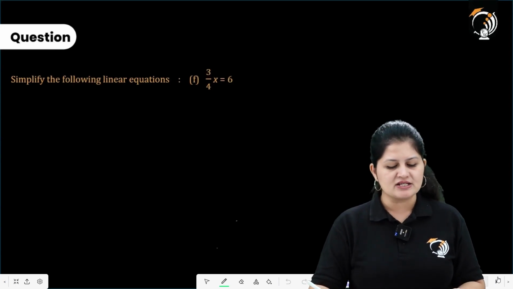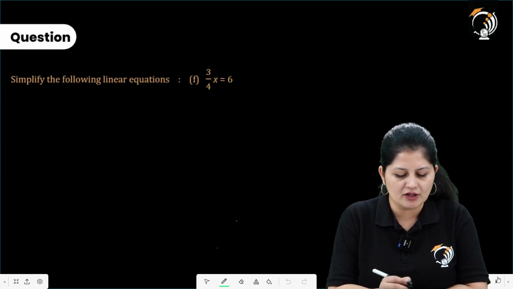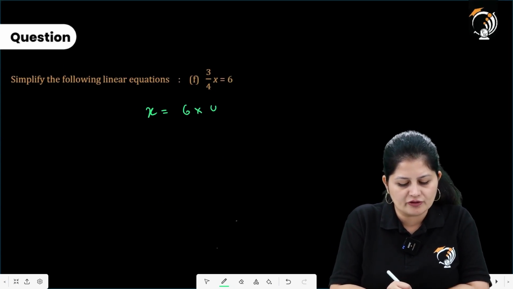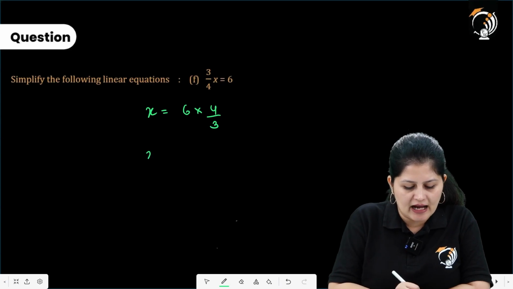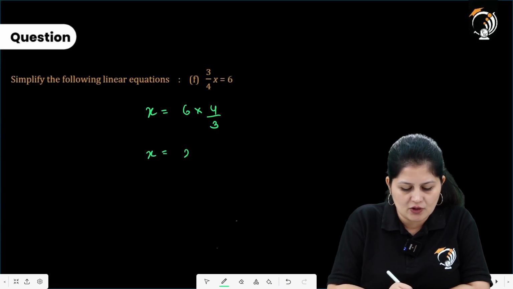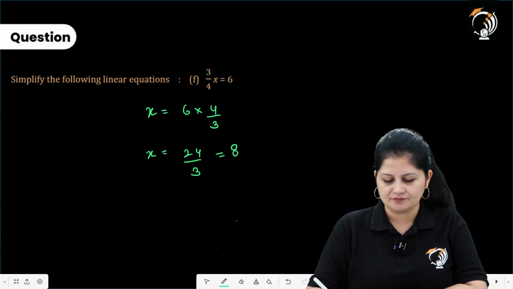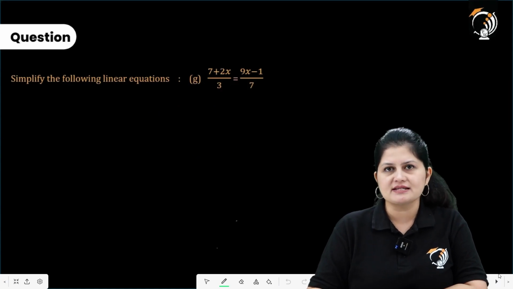Moving to the next sub part, which is the F sub part of the question. Again, to get the value of x here, we are going to multiply with 4 over 3 on both the sides. That means we are going to get the value of x is equal to 24 over 3, which is nothing but 8. Understood? Easy question. Moving to the G sub part here.